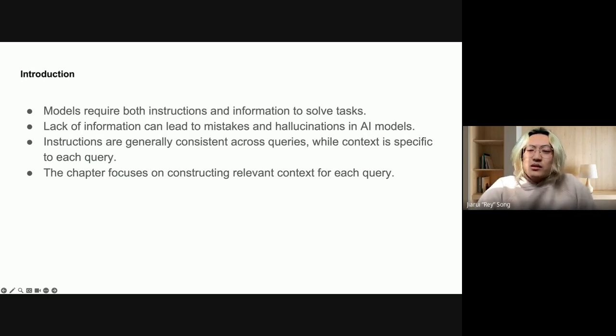Now, it's important to distinguish between two types of input a model receives. One is the instructions on how to perform a task. They are generally consistent across different requests or queries. The other is the specific information, the context needed, which will vary greatly depending on each individual query. Given the importance of having the right information for each specific query, this chapter focuses on how we can effectively construct relevant context for each unique task we ask our AI models to perform.